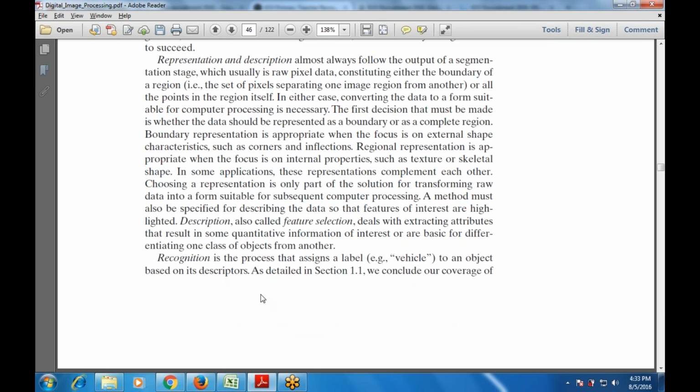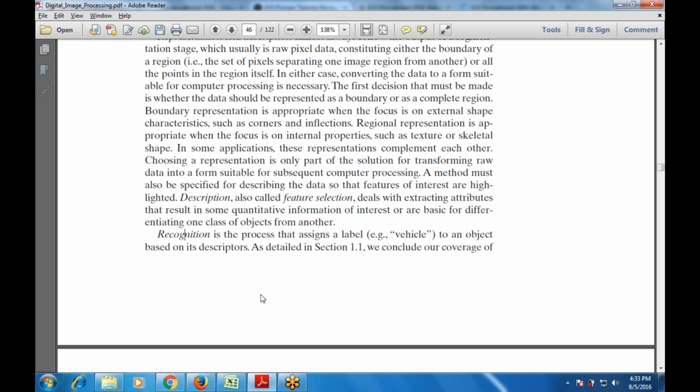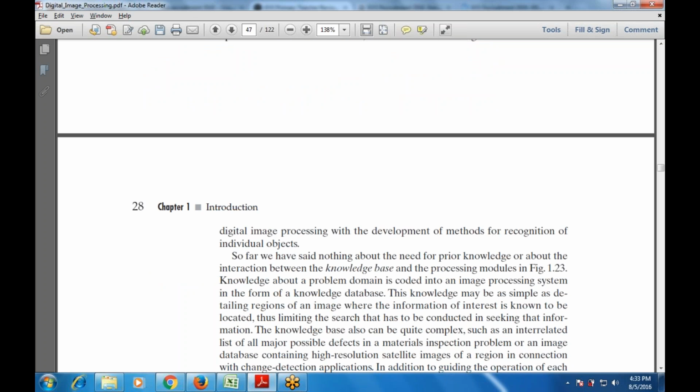Next one is recognition, a process that assigns a label to an object. When we see a vehicle, recognition assigns it a label. So we assign a label to an object, which means we can recognize it easily. We conclude our coverage of digital image processing with the development of methods for the recognition of individual objects.